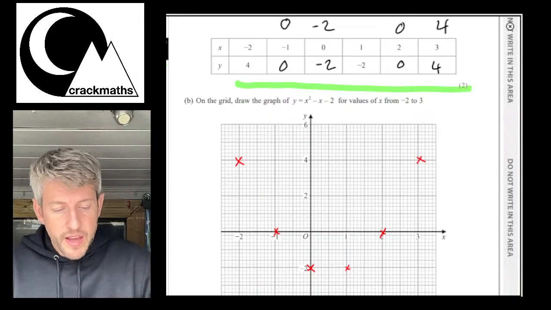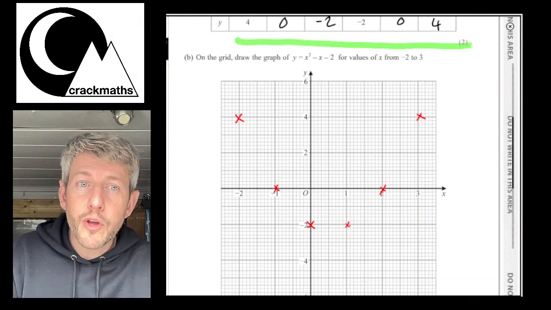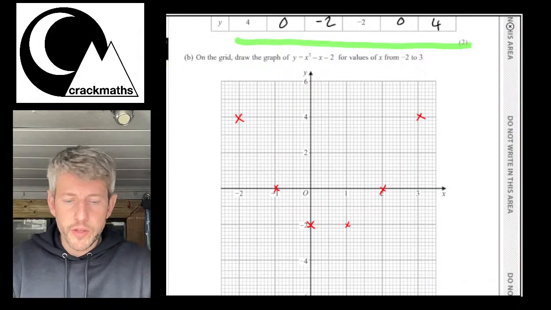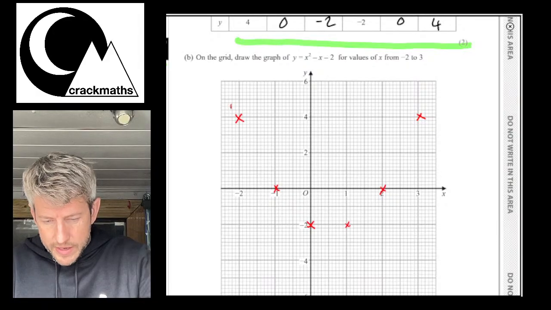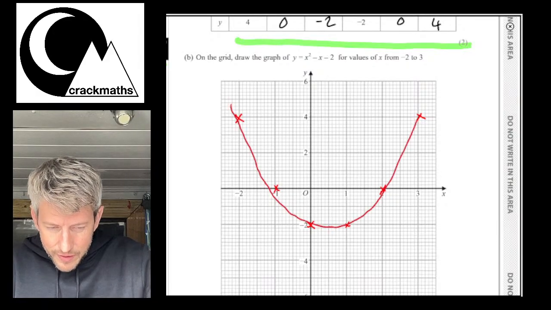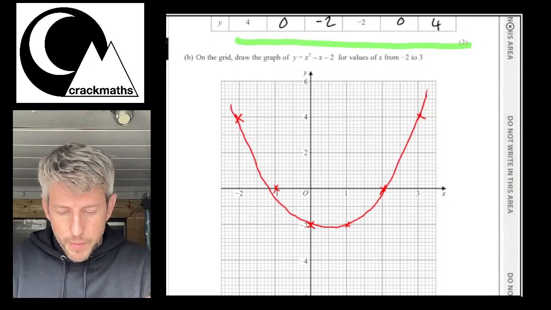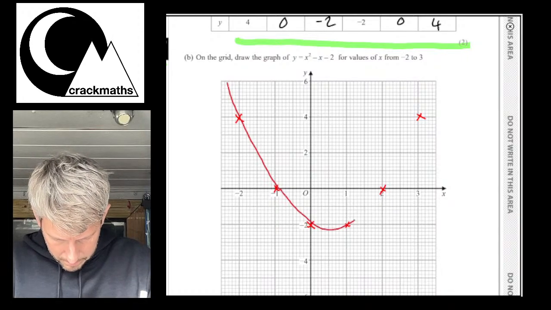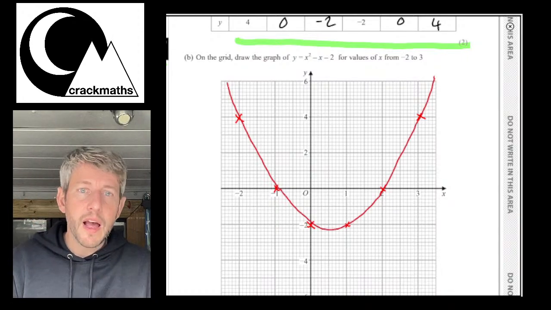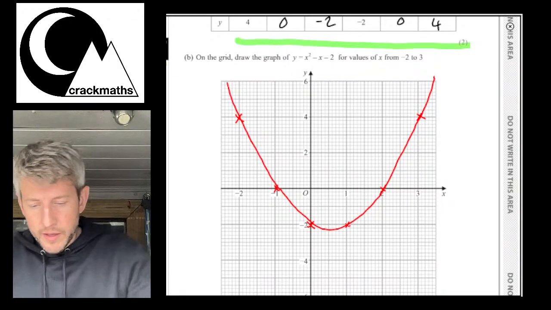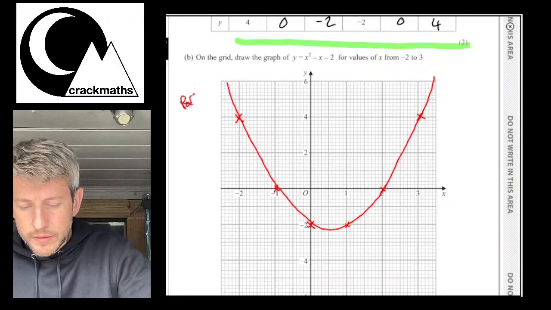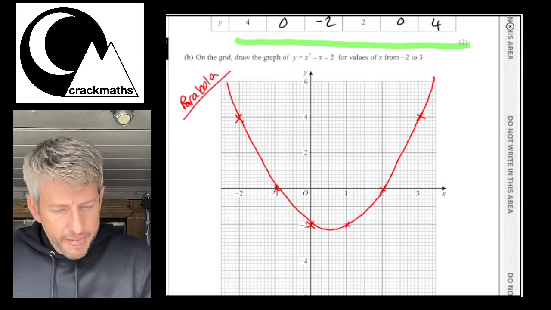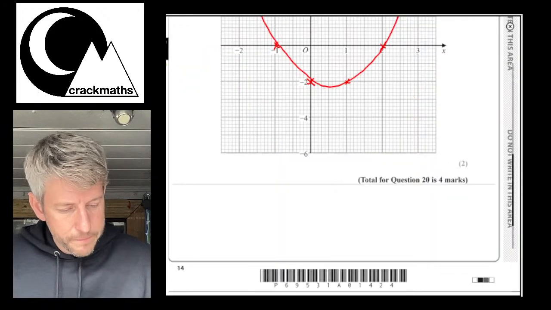Okay, right. So now we've got to join these together. You mustn't join these with a ruler. You will lose a mark if you join these with a ruler. You've got to join them with a curvy line, like this. I missed my point there, so let's have another go. Let's try once more. There we go. That's what your graph should look like. This is actually called a parabola, if anyone wanted to know. So there we go, and that will get you all the 2 marks for that.